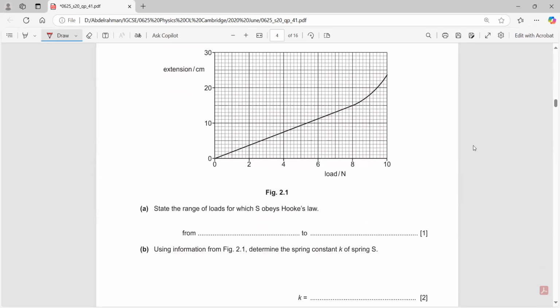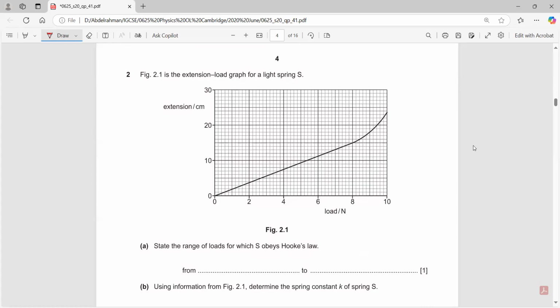Question 2, we have an extension load graph. State the range of loads for which S obeys Hooke's law. Okay, spring S obeys Hooke's law for a range of loads starting from 0 up till 8 newtons. From 0 newtons to 8 newtons.